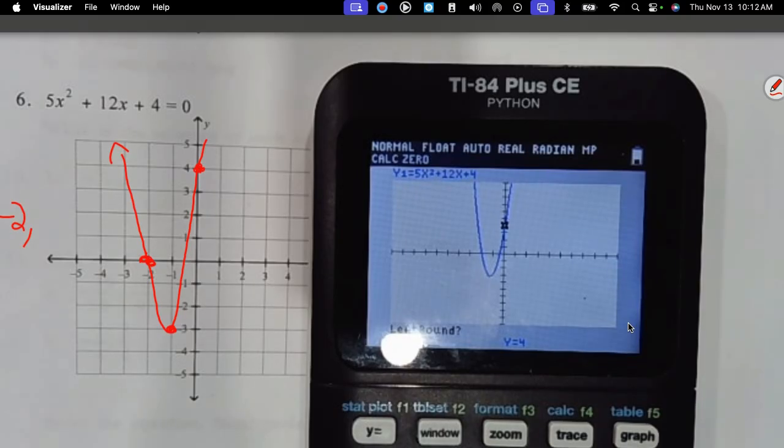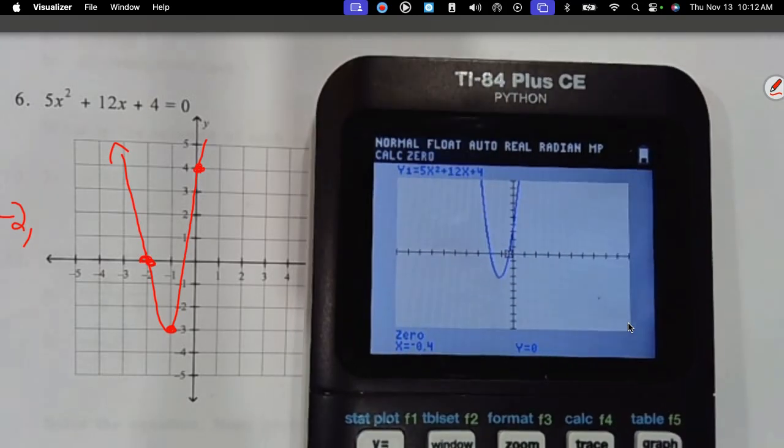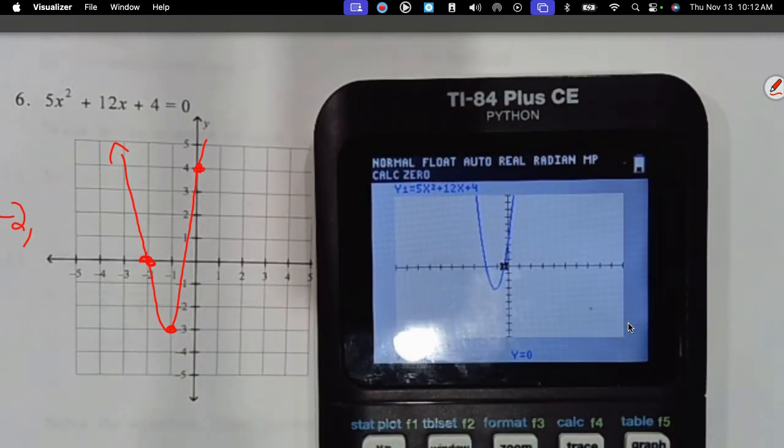Now, Edward, what do you do? You go to the left, enter, then what? Right? The right, enter, and then back to it, enter. And what's my answer? Negative 0.4. So I'm going to put negative 0.4.